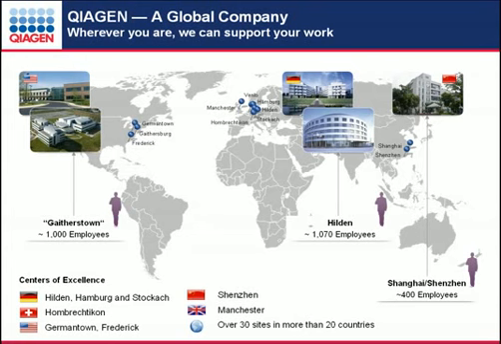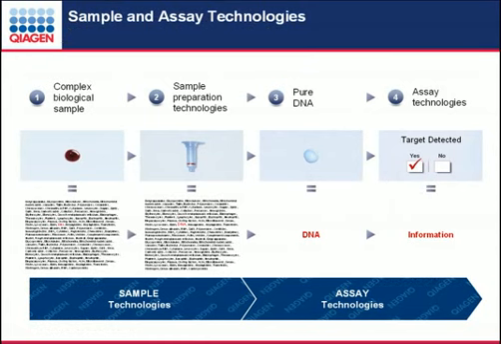Qiagen is a global company, has centers of excellence in Europe, in the United States, in the Maryland area, and also in China. We have a number of sites worldwide, so that wherever you are, we are there and available to support your work.